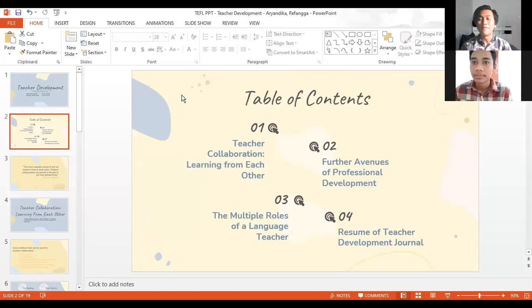Okay, the first slide, table of contents. Here we will talk about four subtopics. The first one, teacher collaboration, learning from each other. The second one, four avenues of professional development. The third one, the multiple roles of a language teacher. And the fourth one is a resume of the teacher development journal.